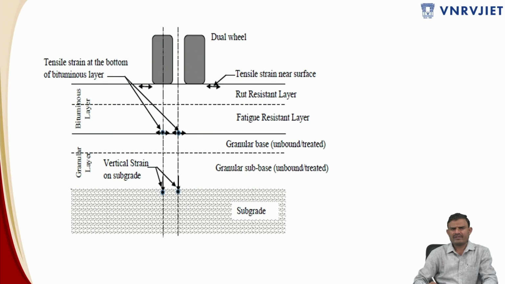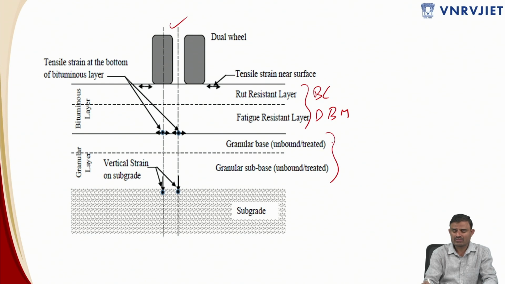This is the figure which I have taken from IRC 37, which is the code book for the design of flexible pavements. There is a dual wheel assembly here, and these are again bituminous layers. Just now we have discussed this. The top layer might be bituminous concrete and the bottom layer might be dense bituminous concrete. Both of them put together, we call as bound layers. And these two are unbound layers. One is granular base, and the next one is granular sub base, which might be in treated or untreated condition. And next we are going to have subgrade.